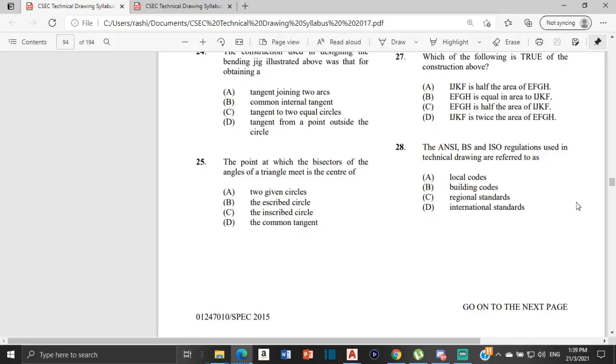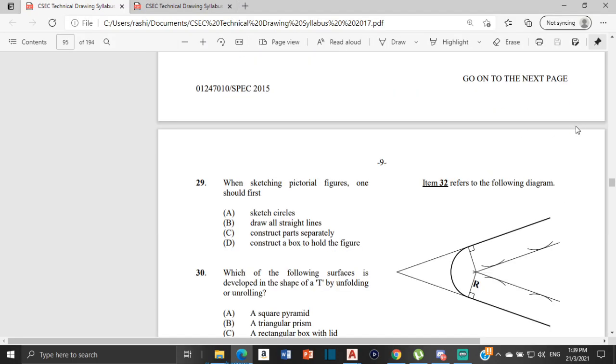All right, number 29. When sketching pictorial figures, one should first sketch circles, draw all straight lines, construct parts separately, or construct a box to hold the figure. The answer is D. You would construct a box to hold the figure. And that's how sketching works, because even though sketching feels random, there's an actual technique to it. You sketch a box first, and then you sketch what you want out of that box.